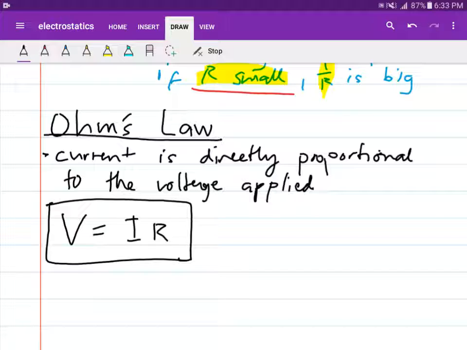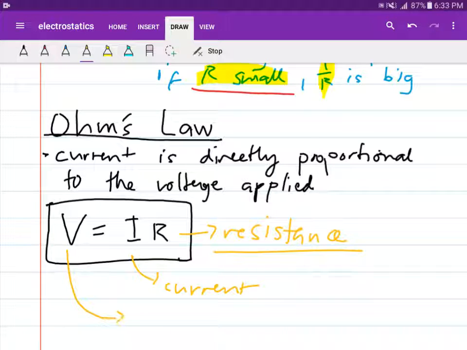In the later videos, we will be solving circuit problems using Ohm's law. And let me put, of course, we didn't mention earlier, this is the resistance, this is the current, and this is voltage. So in the next videos, we will be using Ohm's law to solve currents, voltages, and resistances in different circuits.